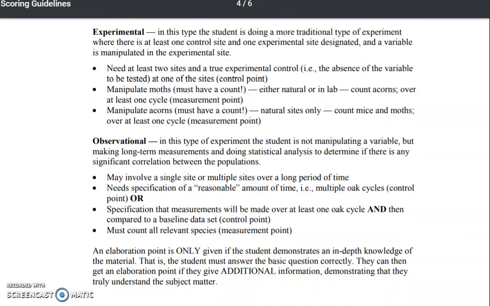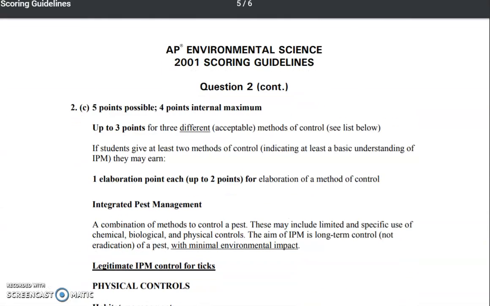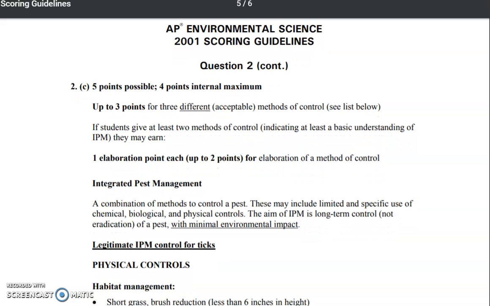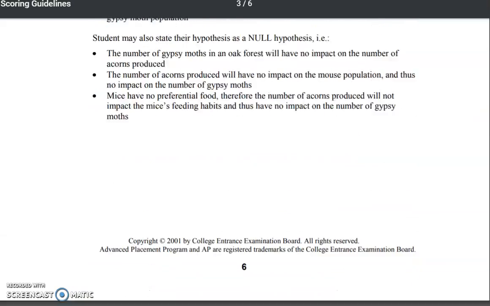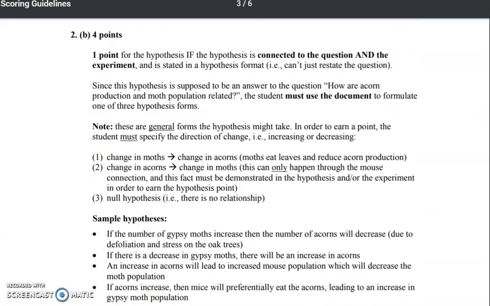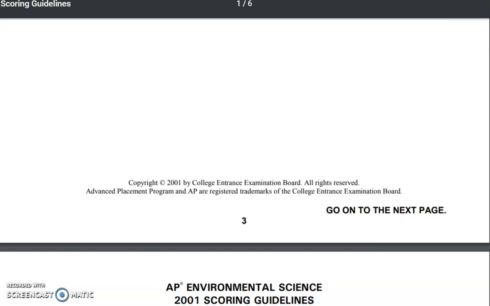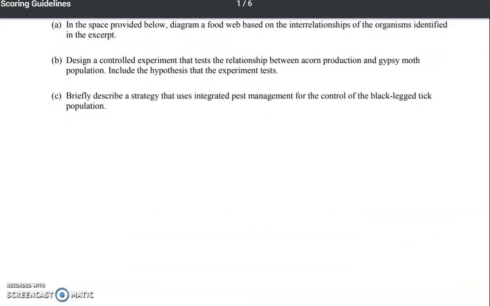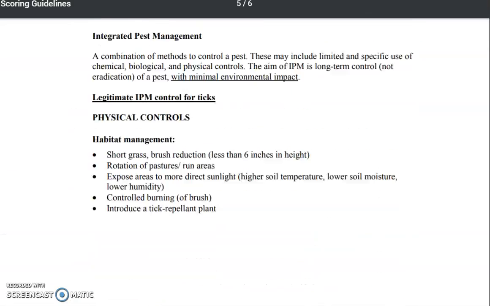And again, it goes on with that elaboration point, which isn't really valid for us. And then it talks about the last part of this question. Let's go back quick. A strategy that uses integrated pest management for the control of black-legged ticks.